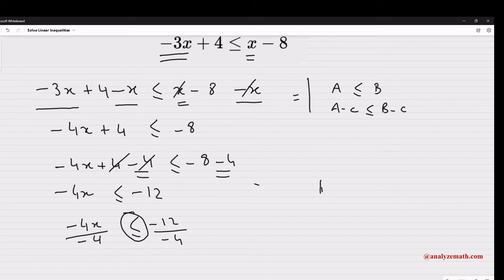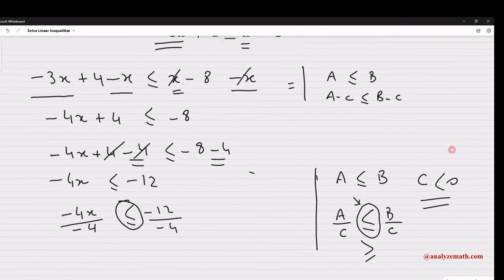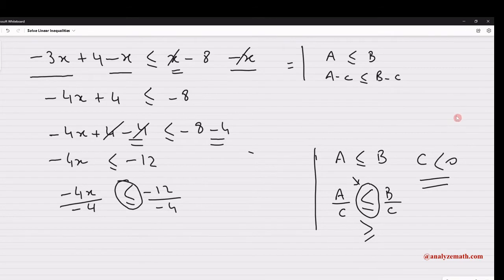I am using the property that a is less than or equal to b. Now this time I have divided by a negative number. I have divided by minus 4. So if you divide by a number that is negative, what you need to do is to reverse the symbol of inequality. From less than or equal, it becomes greater than or equal. Very important. This is one of the major differences with solving equations.